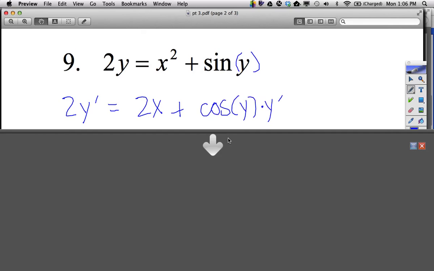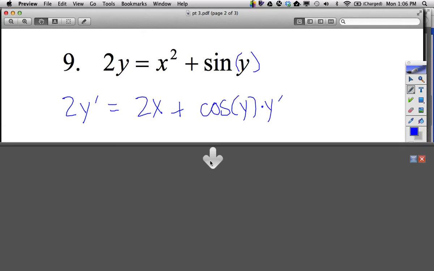All right, so derivative of 2y is 2, tack on a y prime. Derivative of x squared is 2x. This is where we don't tack on an x prime, because that's just 1. It's with respect to x, dx over dx. 2x. Derivative of sine y is cosine y, leave the inside alone, times the derivative of the inside. Tack on the y prime. Okay, then what do we do?